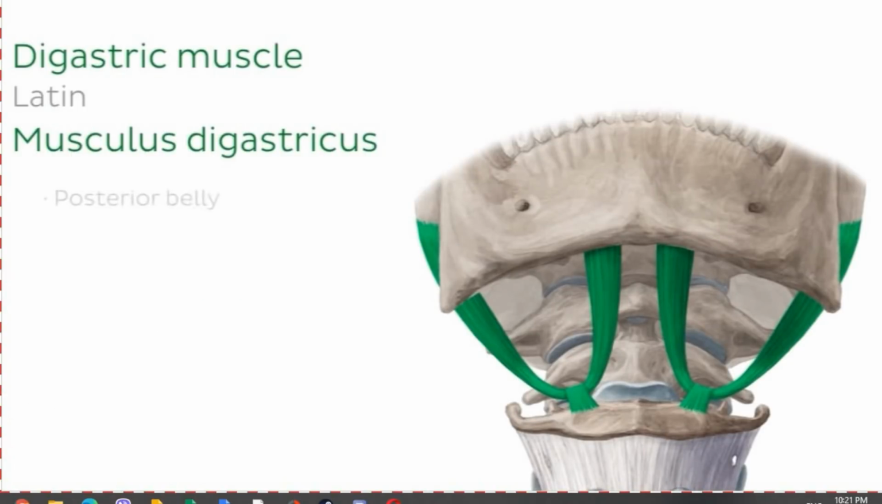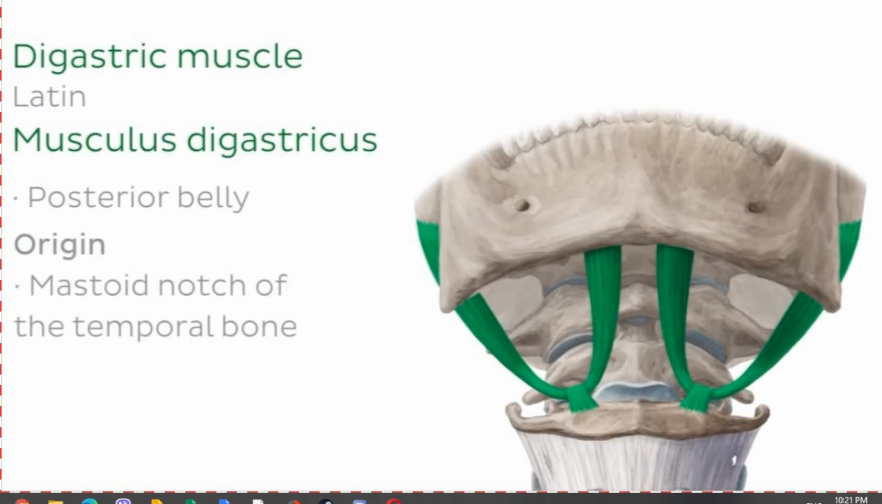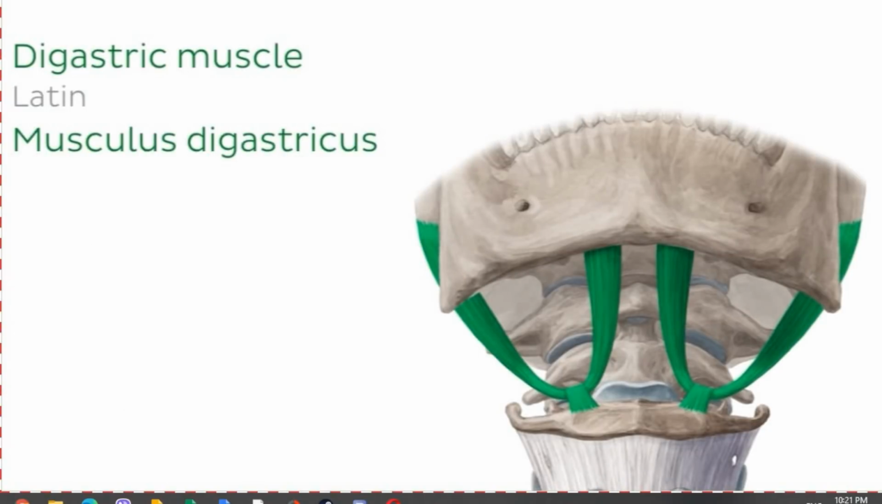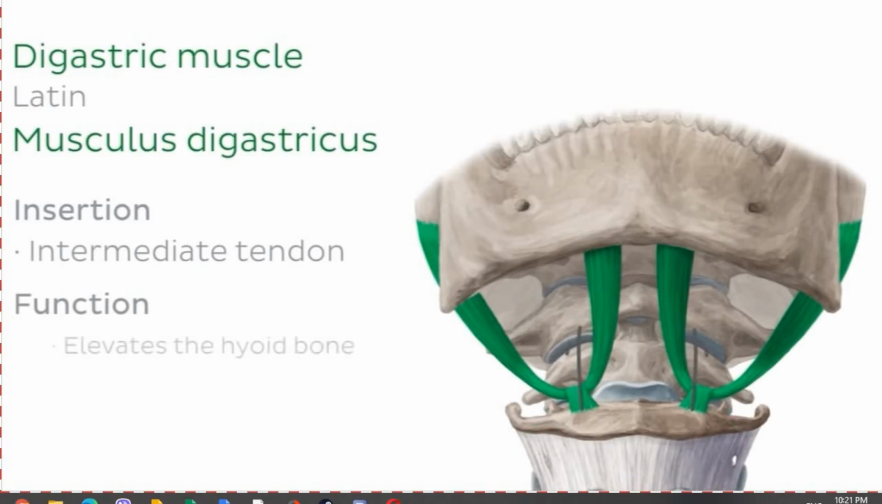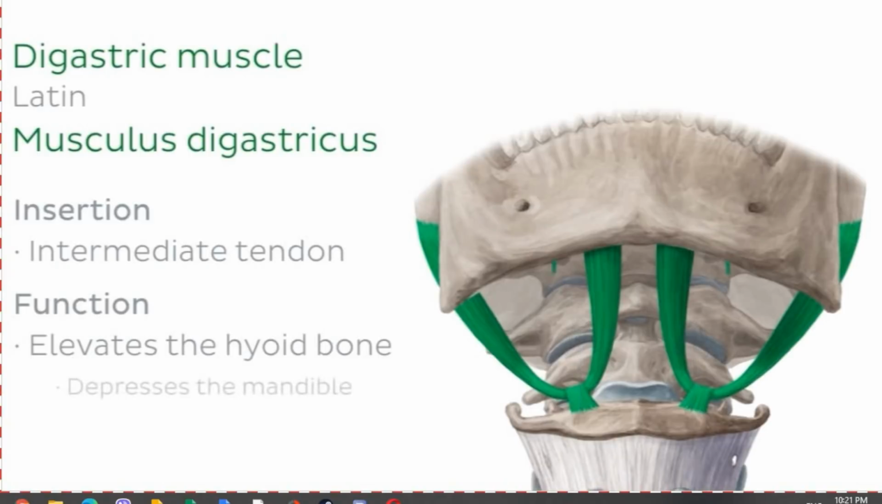On the other hand, the posterior belly has its origin on the mastoid notch of the temporal bone. Because the posterior belly of the digastric arises from the second pharyngeal arch, it is therefore innervated by the facial nerve. The fibers of both bellies insert onto the intermediate tendon. Functionally, the digastric muscle elevates the hyoid bone and depresses the mandible.